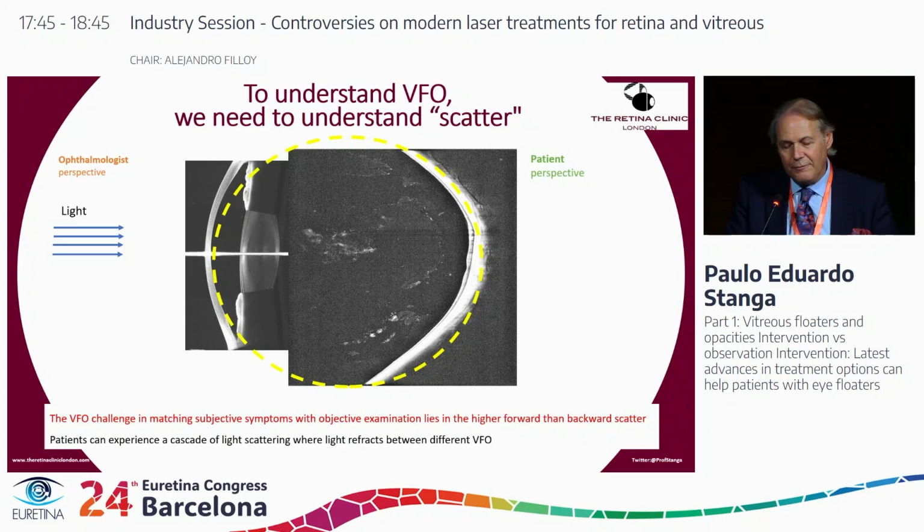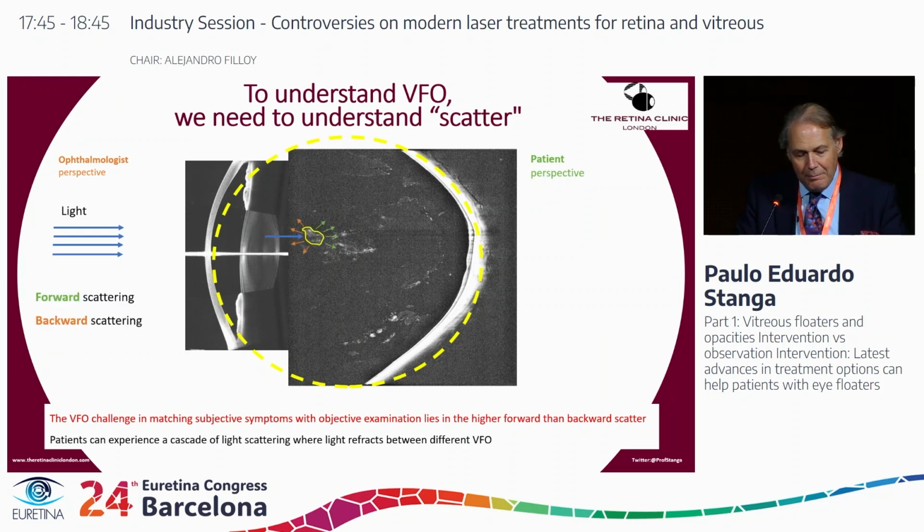Now, in order to understand floaters, it's essential to understand scatter, because floaters do scatter light. Any interface within the vitreous, an interface between gel and fluid, is enough to scatter light. And we have forward scatter, and we have back scatter. So the patient sees the floater when there is forward scatter, but the examiner only sees the floater when there is back scatter. So that is something important to understand. And not all floaters induce back scatter. So that's the ophthalmologist perspective.